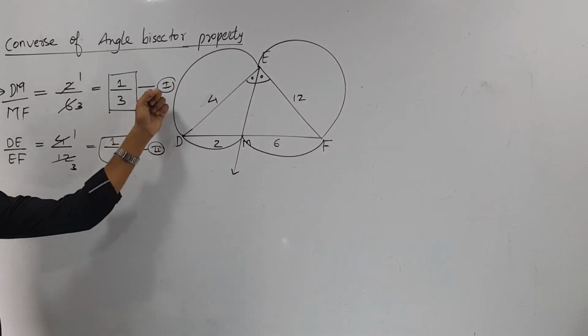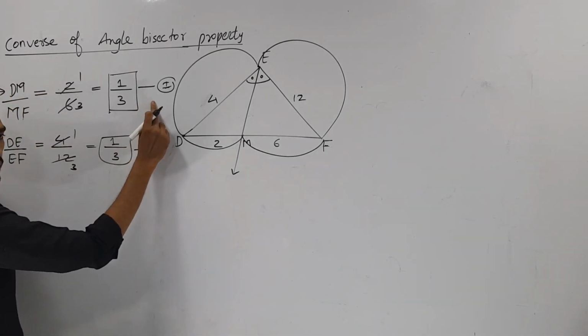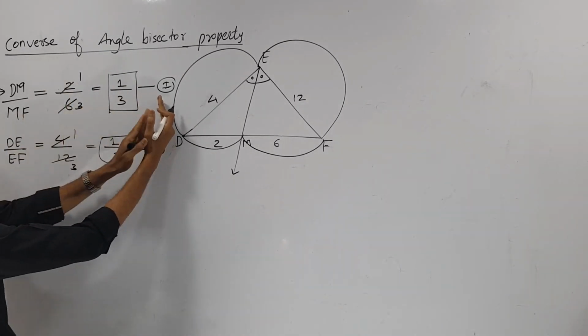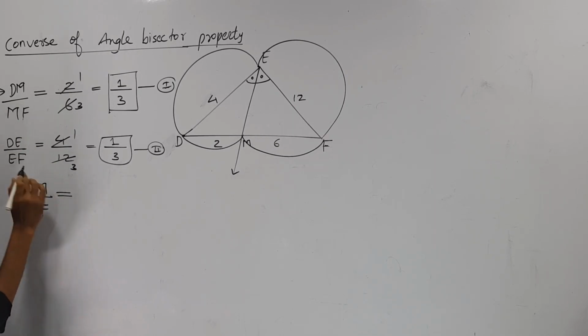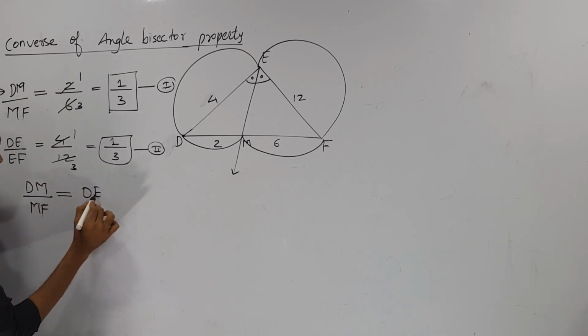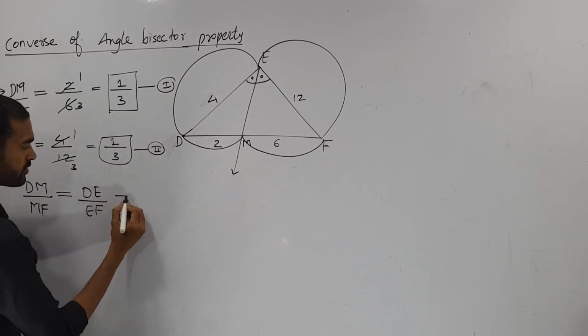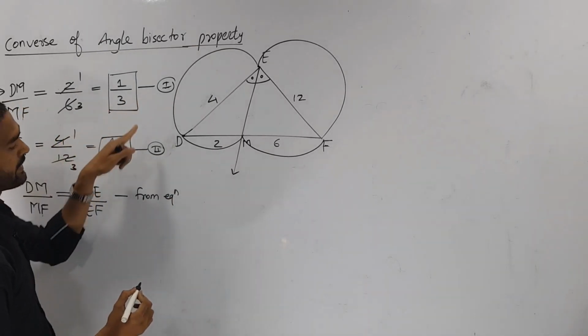Now students, what is visible? Both the right hand sides are the same: 1 upon 3, 1 upon 3. Since right hand sides are the same, therefore we can say left hand sides are also the same. So we'll write here DM upon MF is equal to DE upon EF. Reason? From equation 1 and 2.